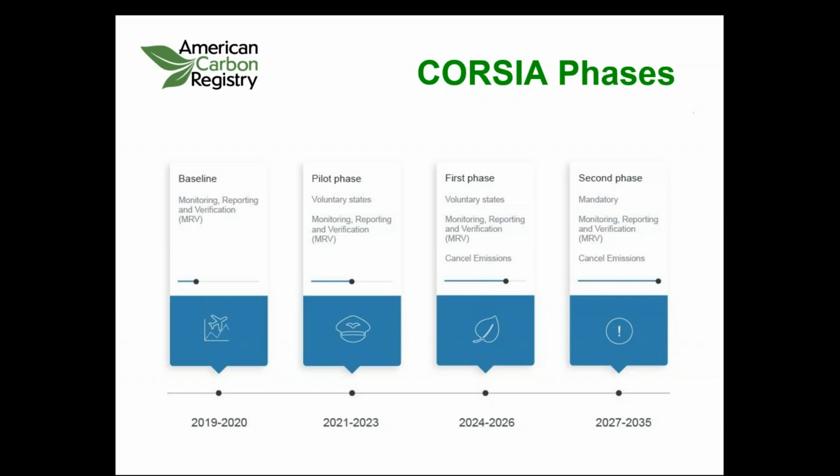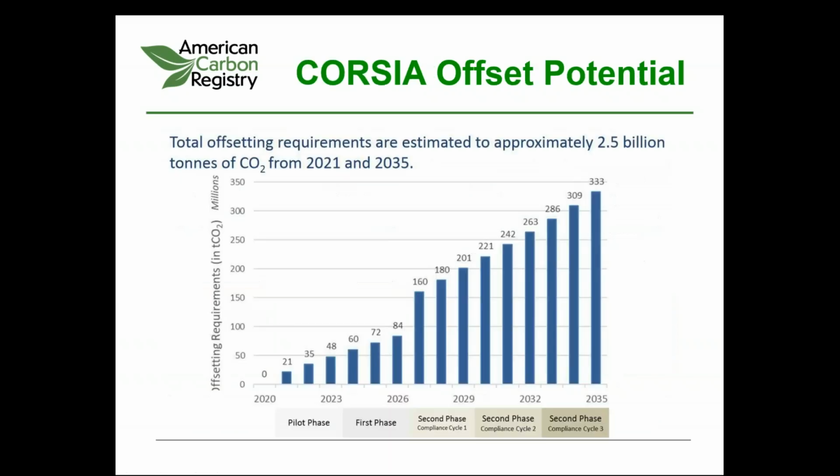ICAO will undergo a review every 3 years, starting in 2022, and a special review in 2032 will assess whether to extend the global market-based mechanism past 2035. ICAO estimates the offset demand through 2035 to be between 2.5 billion and 3.5 billion tons of CO2 equivalent.